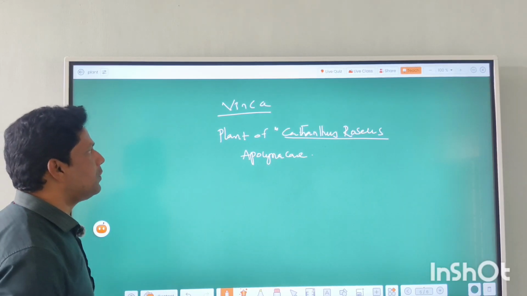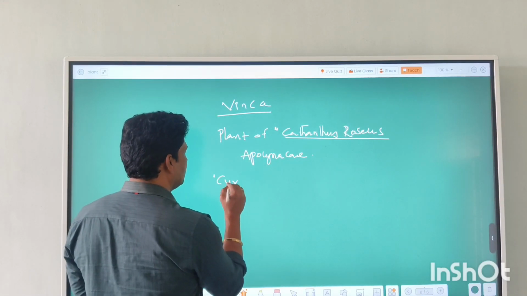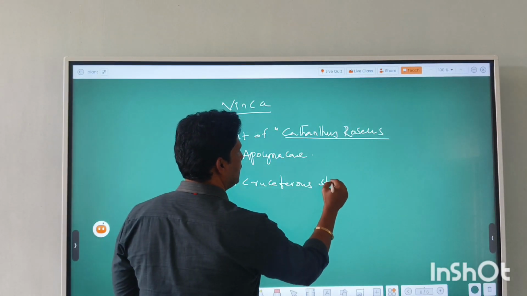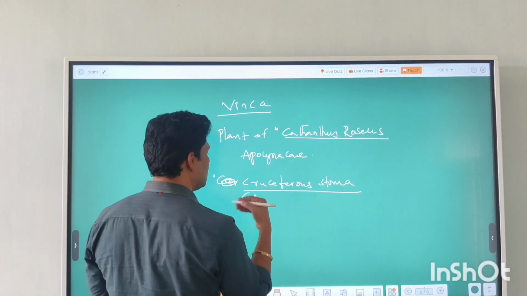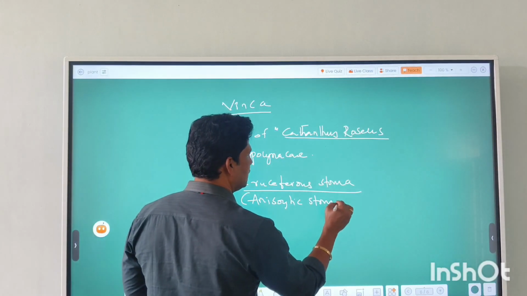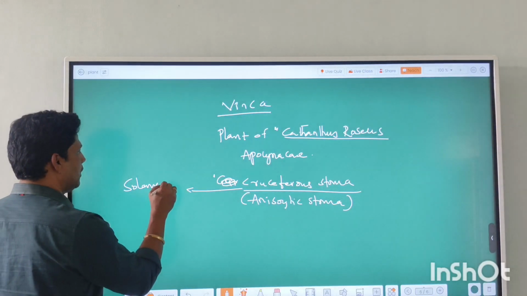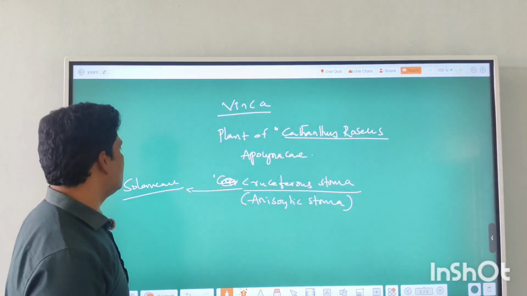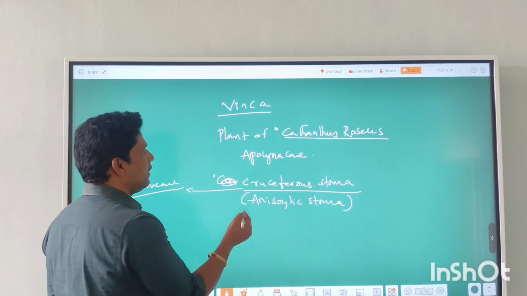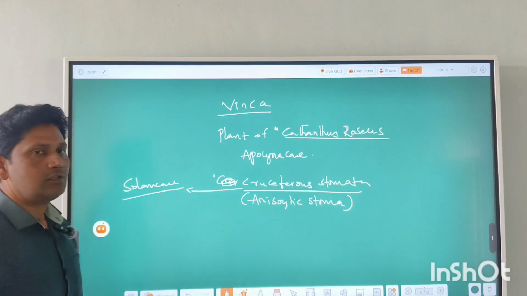Coming to the microscopic characters, the important feature is that it contains cruciferous stomata. Another name of cruciferous stomata is anisocytic stomata. Generally this type of stomata is present in the Solanaceae family, like Atropa belladonna and Datura. But here vinca also has cruciferous stomata. It is nothing but anisocytic stomata.